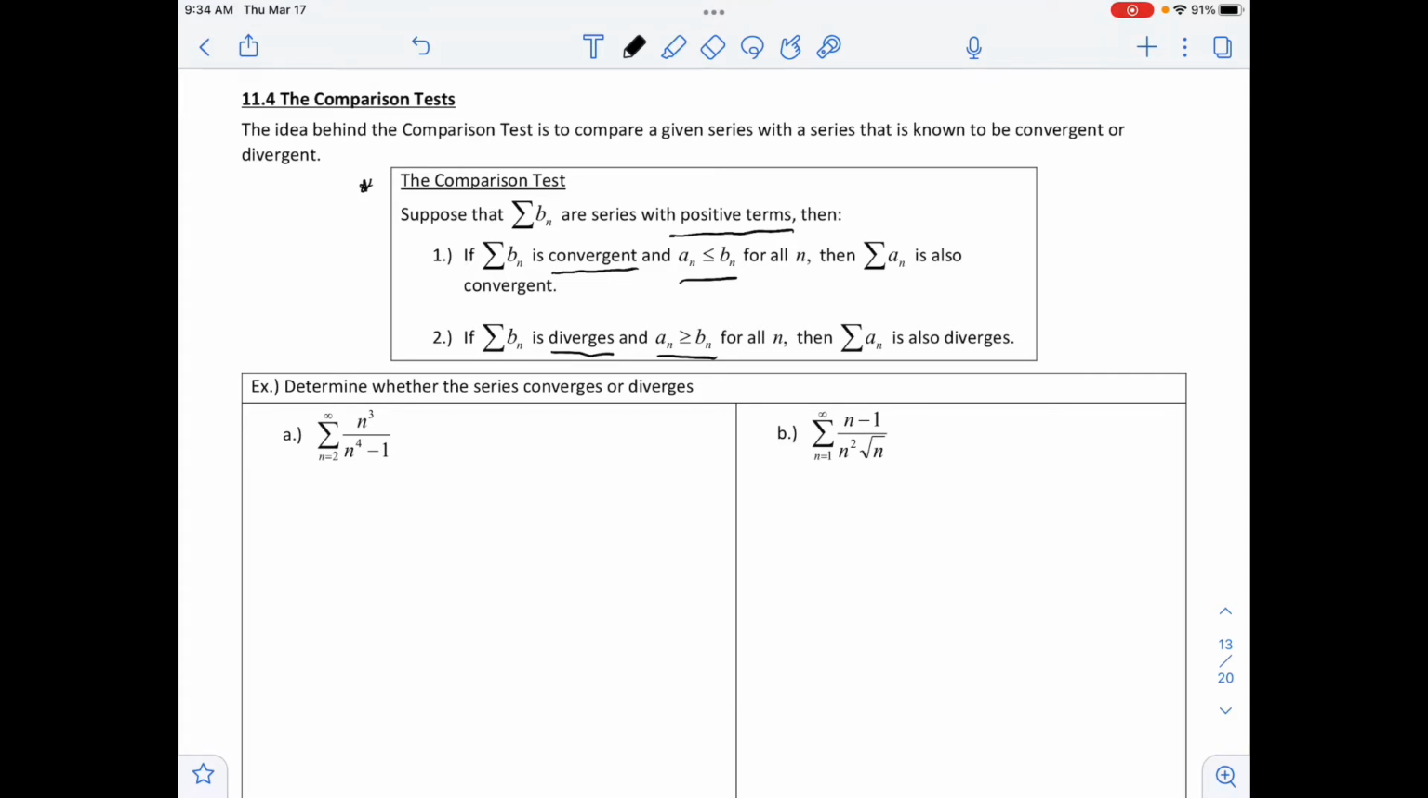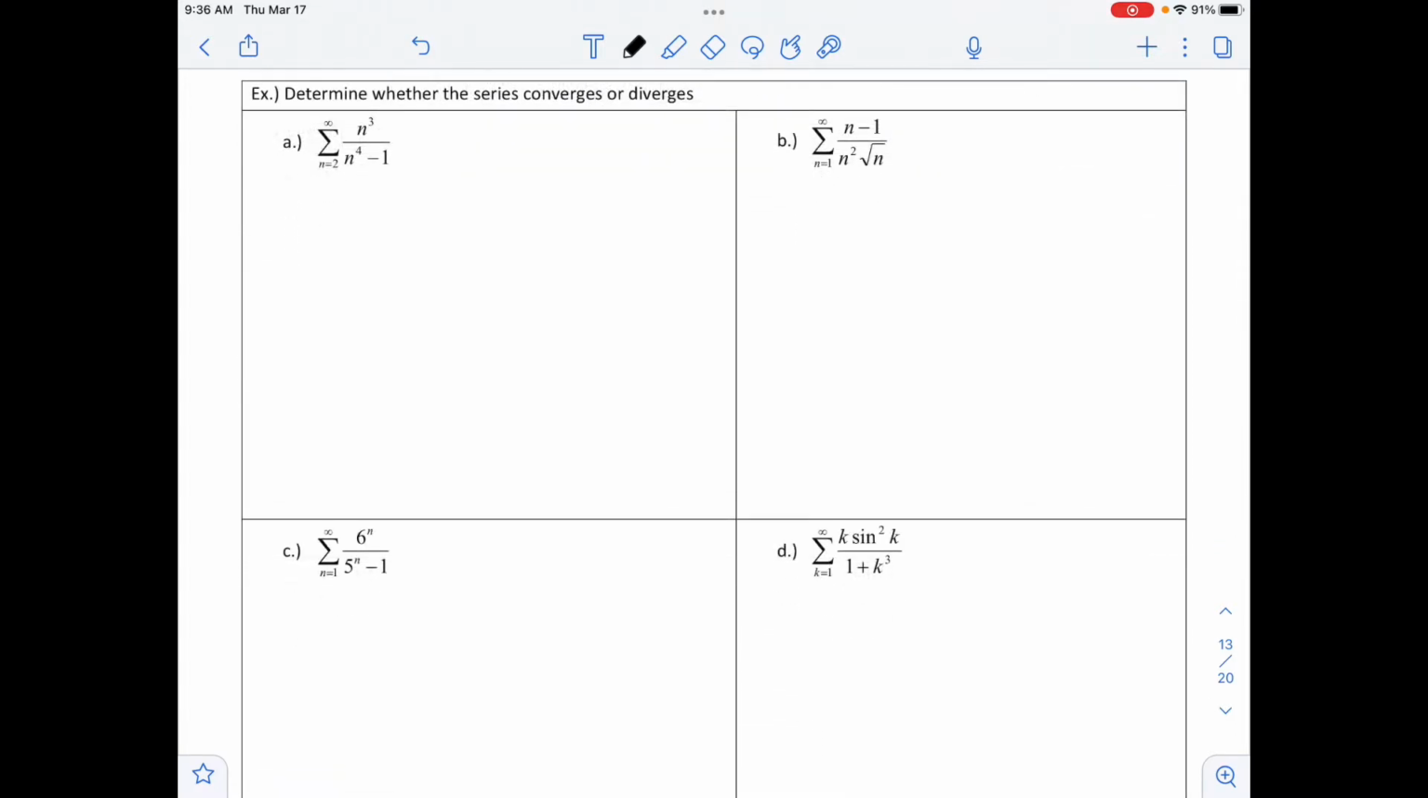The first one says, determine whether the series is convergent or divergent. And again, make sure to state which test you are using. So part A says the sum from n equals 2 to infinity of n cubed over n to the fourth minus 1. And for this, I noticed that if that minus 1 wasn't there, this would be a lot easier to deal with, and that would simplify really nicely to 1 over n, which I remember from seeing in a previous section is just a harmonic series. So let me see if I can compare it to that.